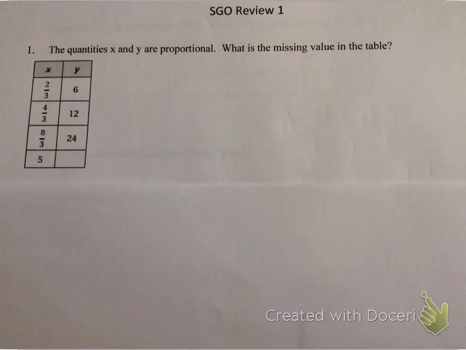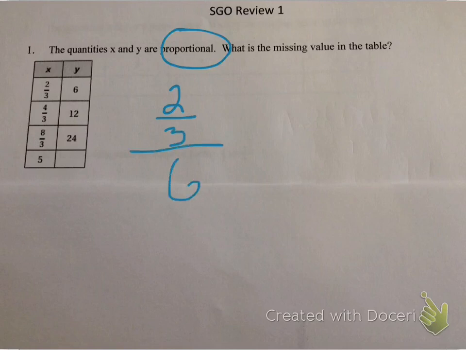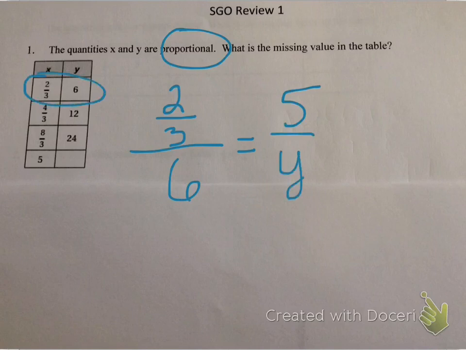And for number 1, the quantities x and y are proportional. What is the missing value in the table? As soon as you see that word proportional, you can use a proportion to solve this. So we could do x over y, 2/3 over 6 equals 5 over y. Okay, you could have used any two of these from the chart, but you had to have that 5 and you're looking for that y.